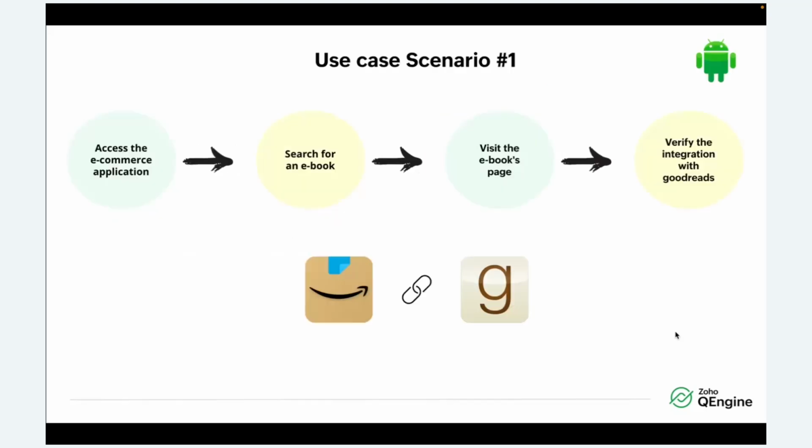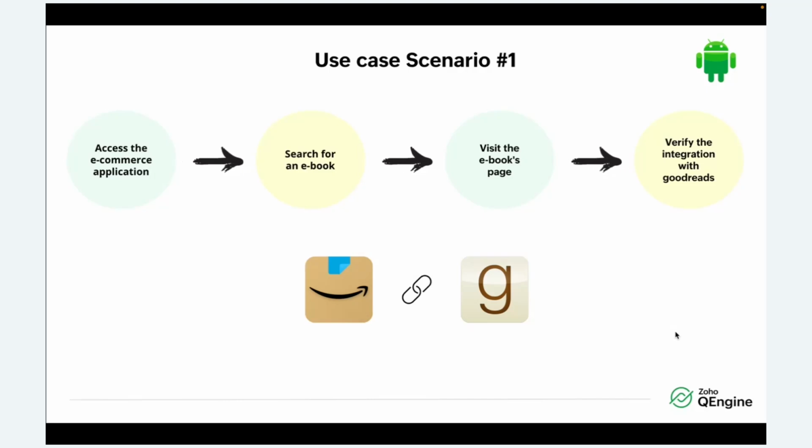Okay, so without wasting much time, let's look at the use case scenarios we will be discussing in today's session. For the first use case scenario, we are focusing on an integration between Amazon and Goodreads. We'll be opening the Amazon application within the Android emulator and searching for a book. Within that book, we'll be looking for a rating from Goodreads.